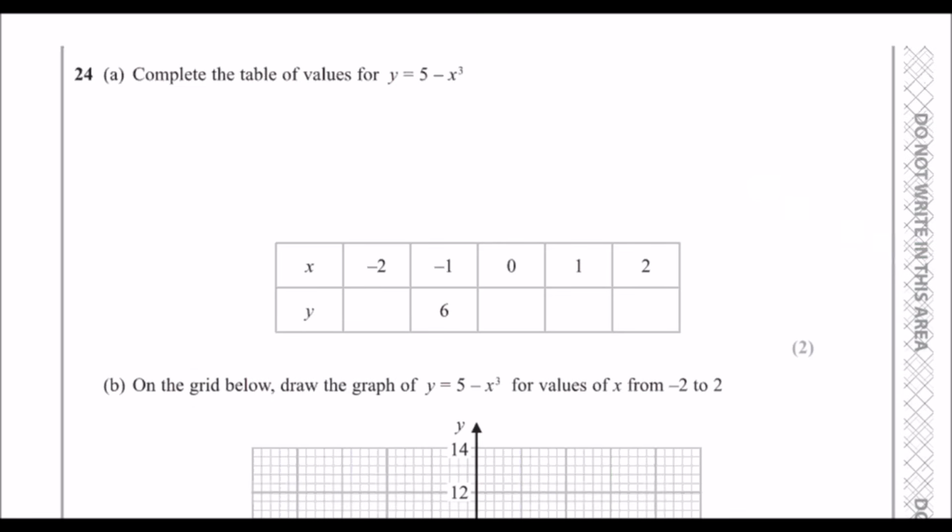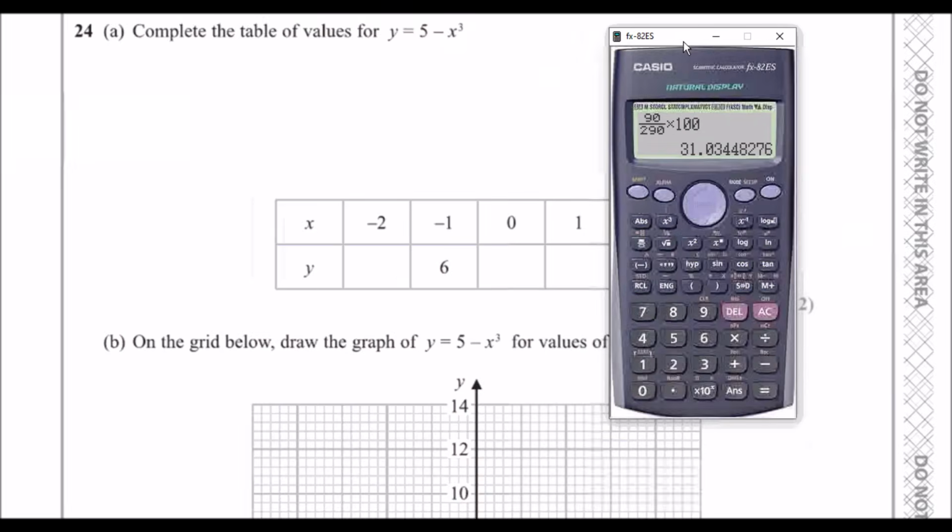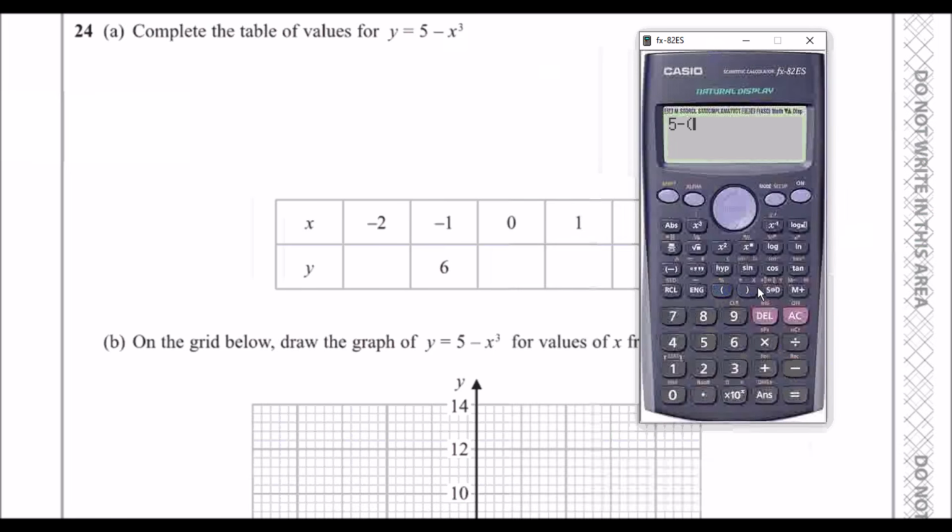Question 24. Complete the table of values for y equals 5 minus x cubed. So we're going to substitute these x's in here to find out the y's. So the y is 5 minus the x number cubed. And in the calculator, 5 minus the x number and then cubed. And I can just substitute the x numbers in where this bracket is. So when x is -2, we get 13.